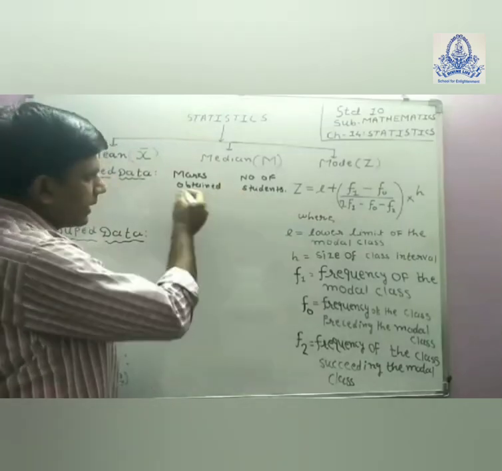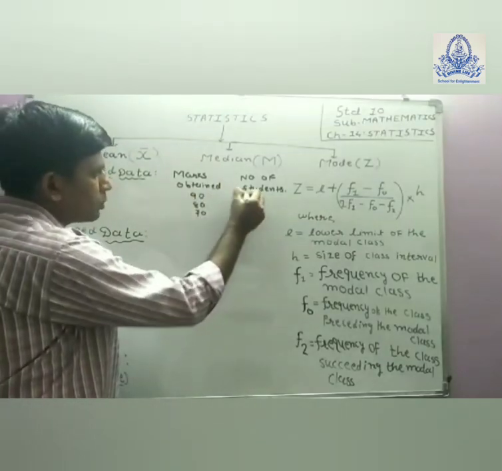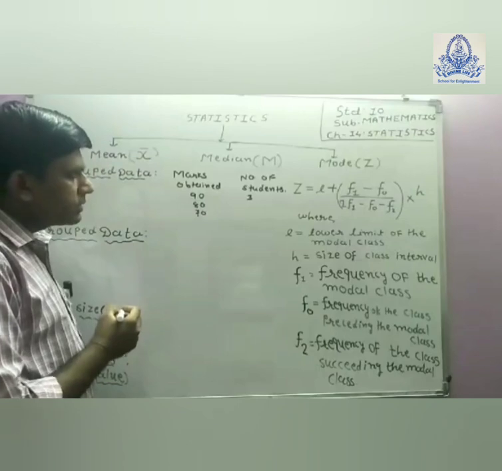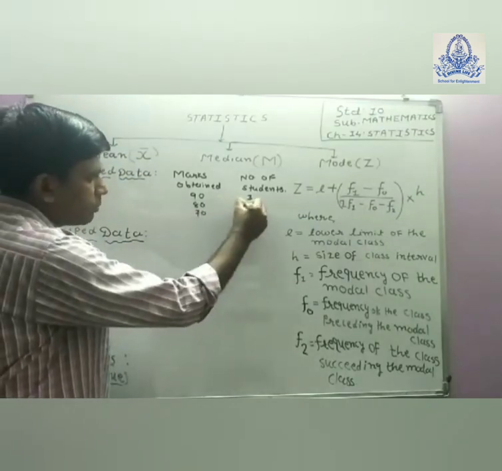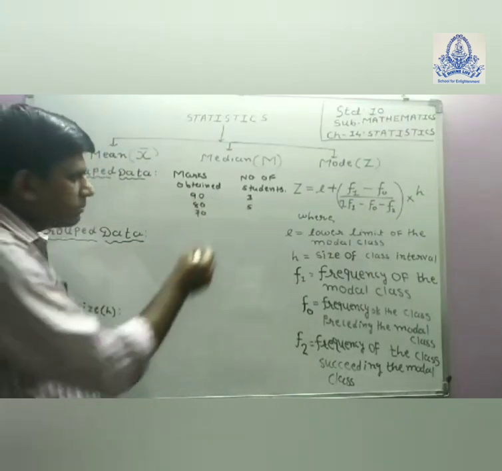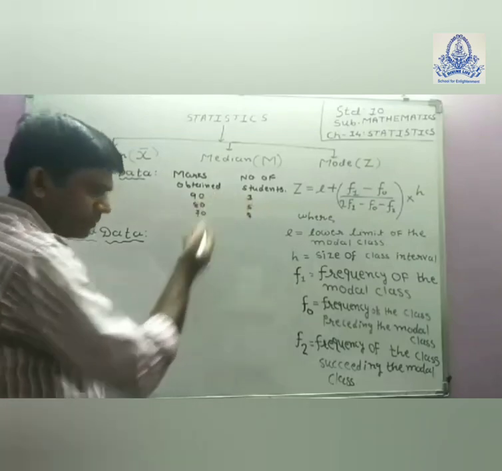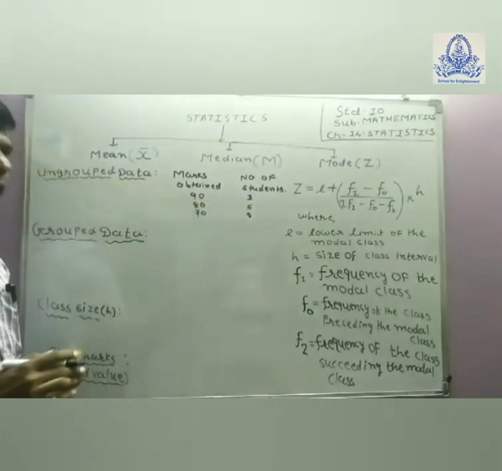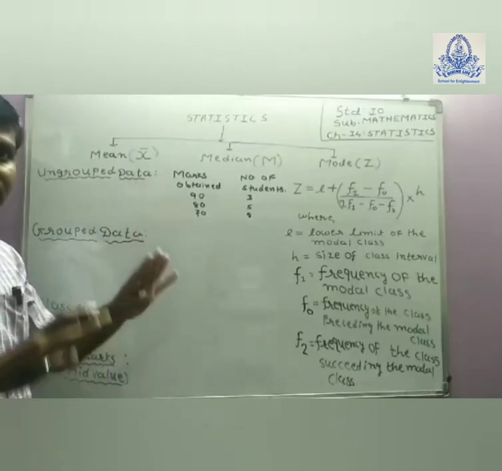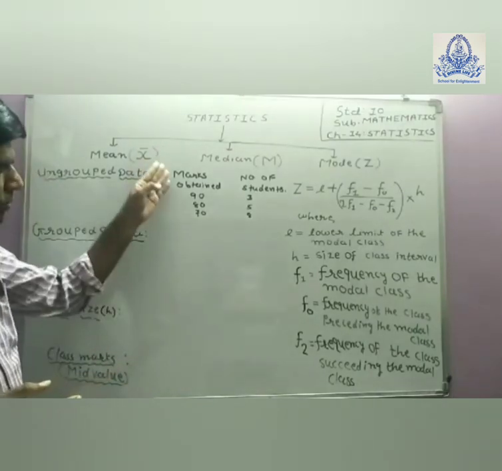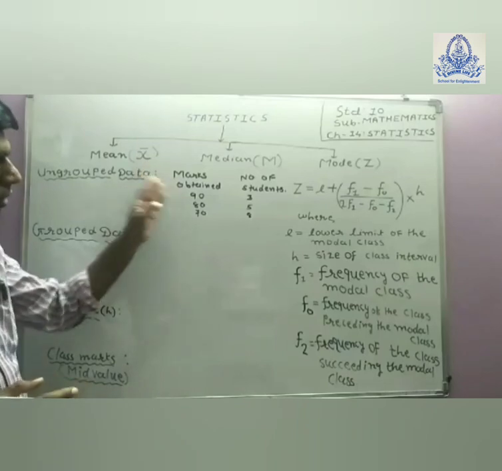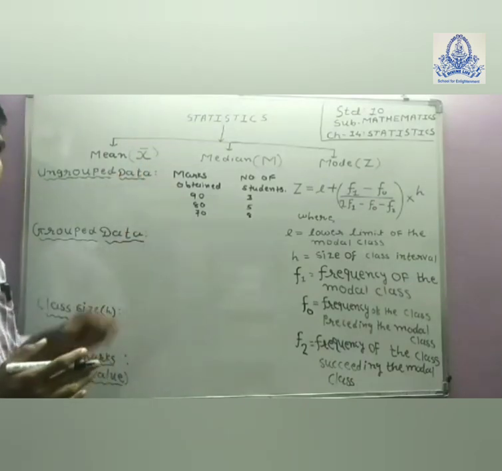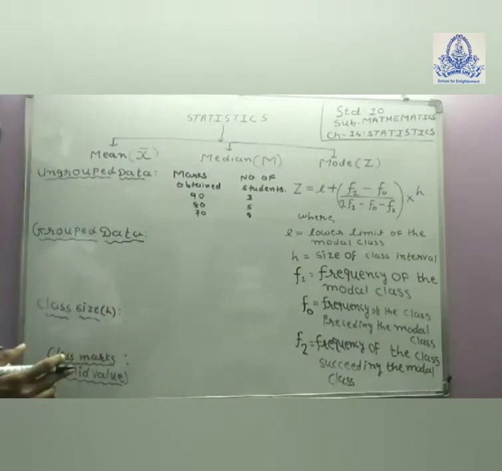Number of students getting marks 90, suppose 3. Number of students getting marks 80, suppose 5. Number of students getting marks 70, suppose 8 and so on. So this type of data is called ungrouped data because there are no groups present over here. Here the observations are in the form of single numbers. So this type of data is ungrouped data.